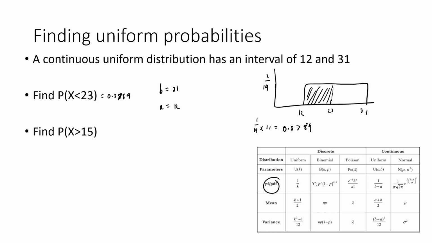It's kind of the same thing here. If we erase this and now put 15 here, we want to calculate this area here. The difference between 15 and 31 is 16. So we do 1 over 19 times 16, which gives us 0.8421. The answer to this is 0.8421.